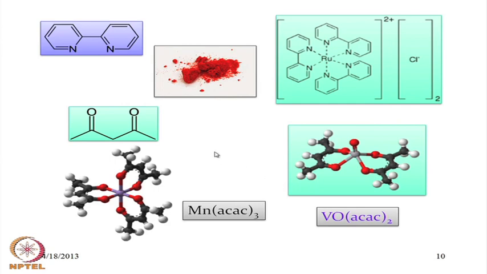So, we will see more of these types of examples in the classification of these ligands, and what more and more complex ligand systems we can have. Ultimately, we reach the biological system, where biological ligands are much more complex to bind to the metal center. Thank you.